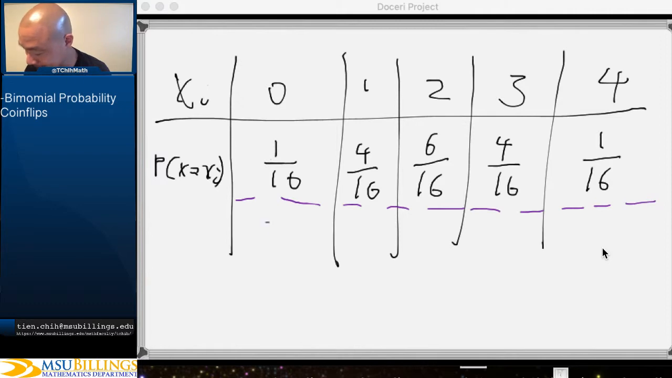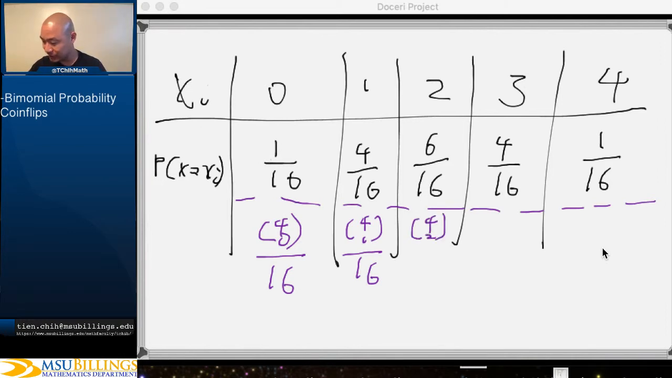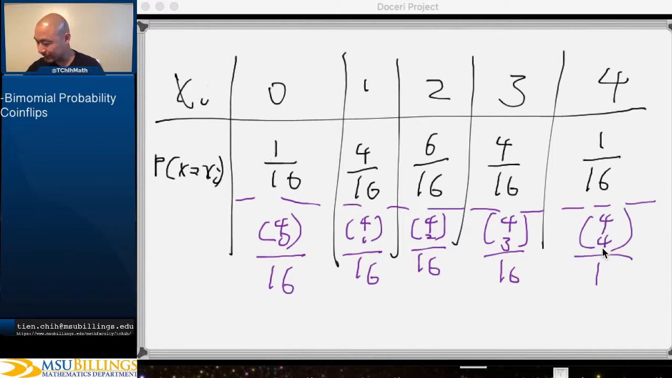This 1, isn't that 4 choose 0? Where did the 4 choose 0 come from? There are 4 coin flips, none of them are heads, so I pick none to be heads. That's 4 choose 1. Where did that 4 come from? There are 4 coins, I pick 1 to be heads. 4 choose 2 is 6, I choose 2 to be heads. 4 choose 3 is 4, I choose 3 to be heads. 4 choose 4 is also 1, I choose 4 to be heads.